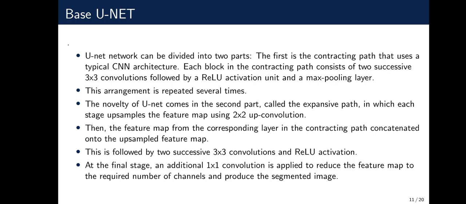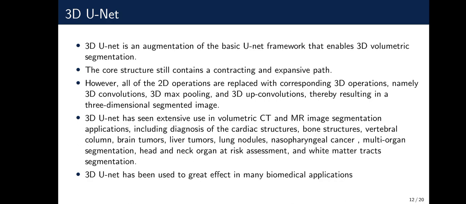3D U-Net is an augmentation of the basic U-Net framework that enables 3D volumetric segmentation. The core structure still contains a contracting and expansive part. However, all of the 2D operations are replaced with the corresponding 3D operations, namely 3D convolutions, 3D max pooling, and 3D up-convolutions, thereby resulting in a three-dimensional segmented image. This network is able to segment images using minimal annotated examples.